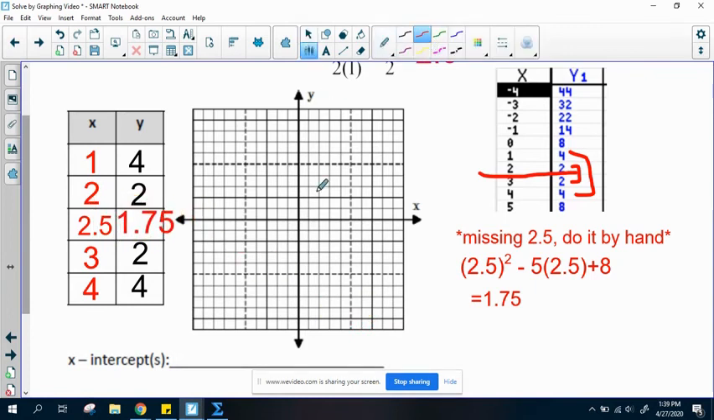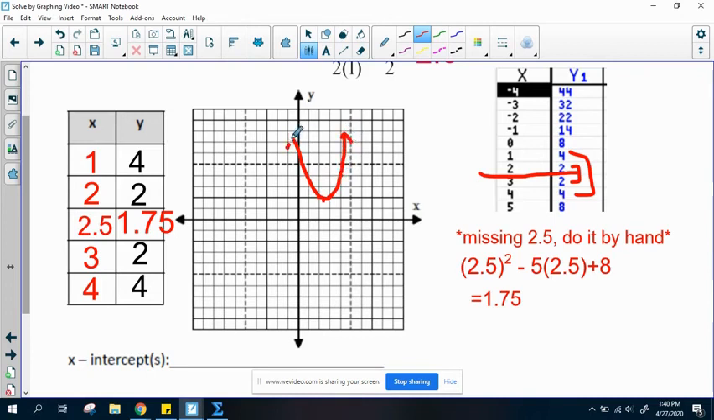So we have a point at 1 and 4, which is up here. We have a point at 2 and 2, which is right here. 2.5, so right in the middle, is at 1.75. Sorry, that last point I did not plot right, it is at 2. 1, 2, there we go. And then 2.5 and 1.75 is pretty much almost to 2. There. And then 3 and 2 and 4 and 4. And here is my quadratic.